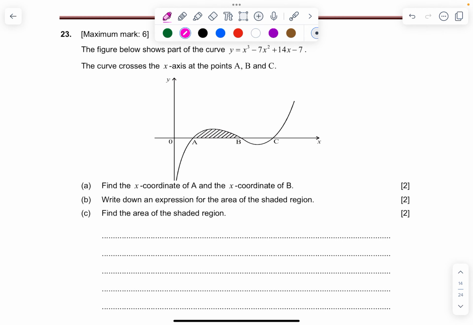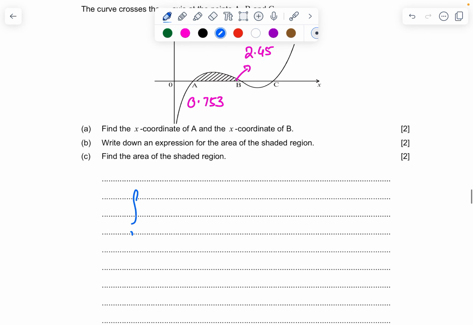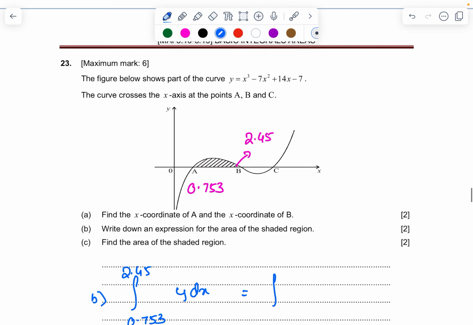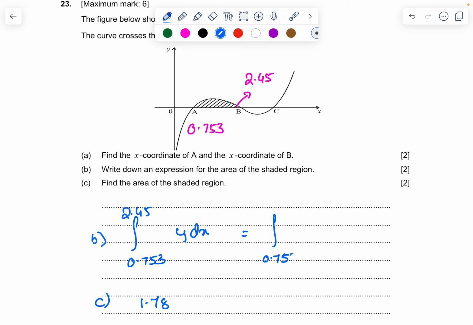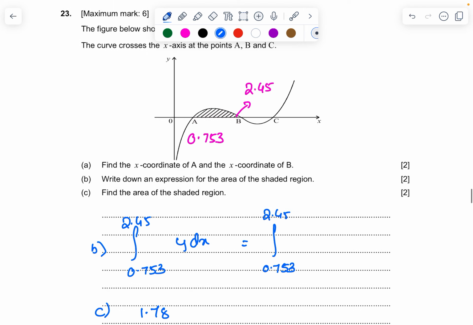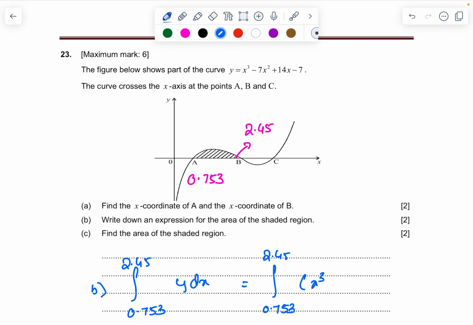Now question number 23. Find the x coordinate of A and B. From the calculator, this value will be 0.753 and this value is going to be 2.45. Write down an expression for the area of the shaded region: from 0.753 to 2.45, y dx, and calculate the answer. The answer, when you work it out, becomes 1.78. So we don't know the equation, or if you know the equation, you should write it as the integral from 0.753 to 2.45 of x cube minus 7x square plus 14x minus 7 dx.